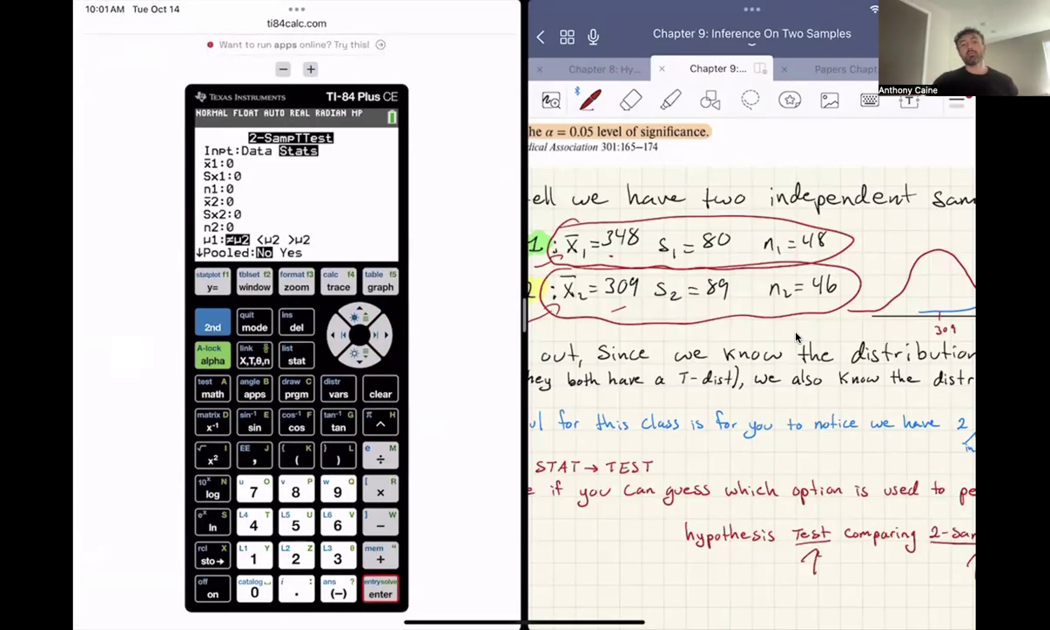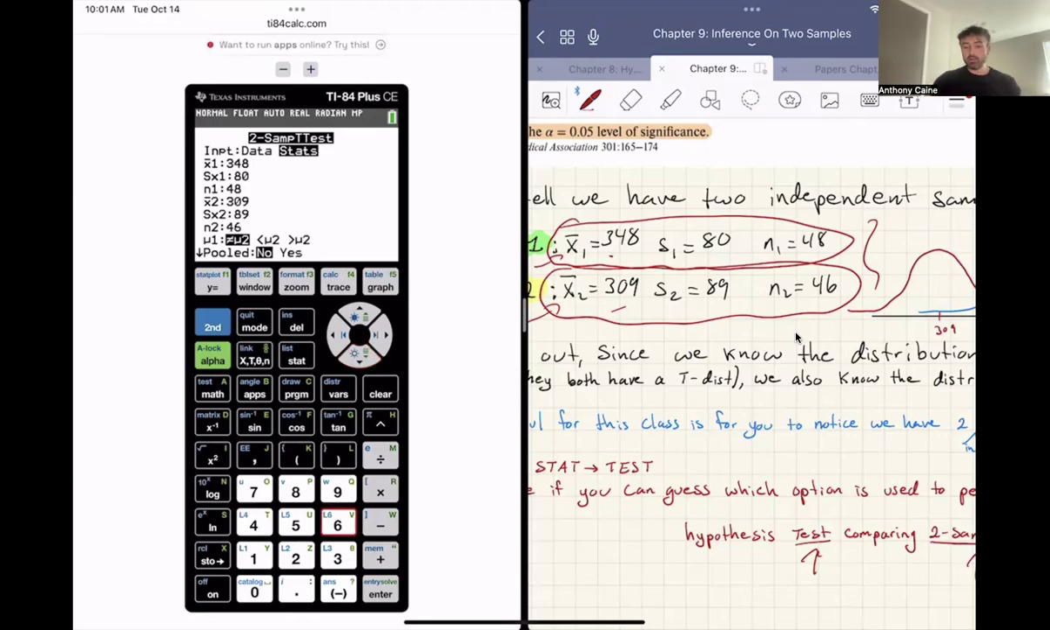And now notice what it asks for. It asks for exactly what I outlined from the problem, exactly what the problem gives us, right? They're not trying to trick us here. So 348, standard deviation of 80, sample size 48. The next one has a mean of 309 and a standard deviation of 89, size 46.